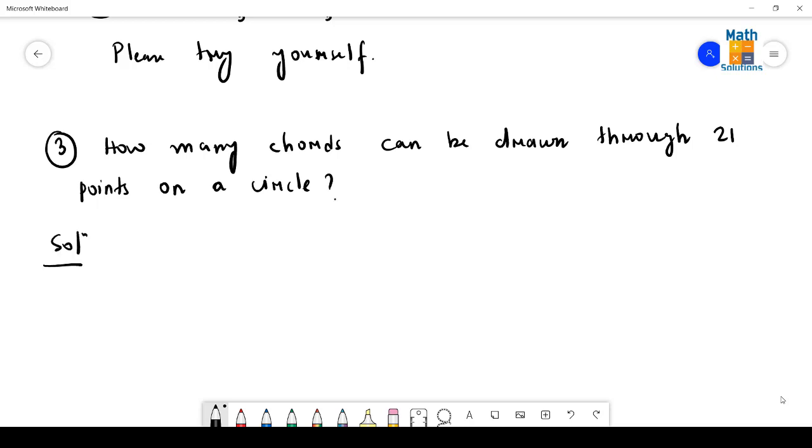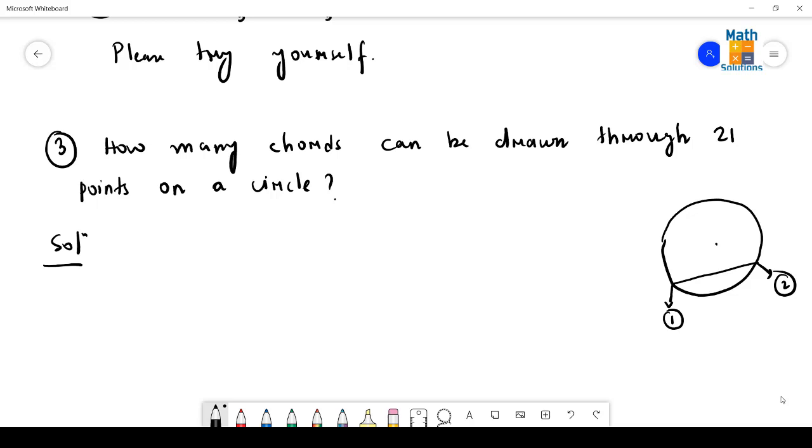So let us come to the solution part. Suppose this is a circle. This is the center. I want to draw a chord here. So a chord involves how many points lying on the circle? Very clearly, this is point number 1 and this is point number 2. So each chord will involve 2 points. So for drawing each chord, 2 points will be required.